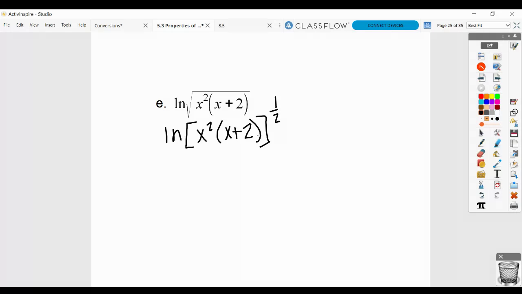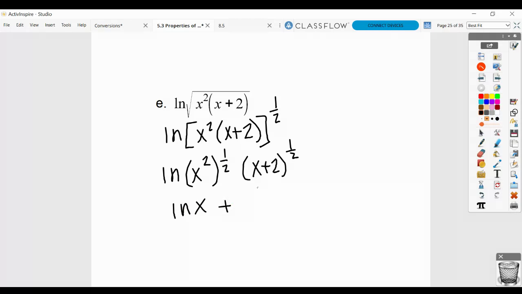Now, the 1/2 is being raised to both of these. So technically, you would have x squared raised to the 1/2. But then you would also have the x plus 2 raised to the 1/2. Okay, now when you look at this, when you take a square and then you raise it to a half, remember technically this is a radical. So they're actually going to cancel out. So we actually get the ln of x.